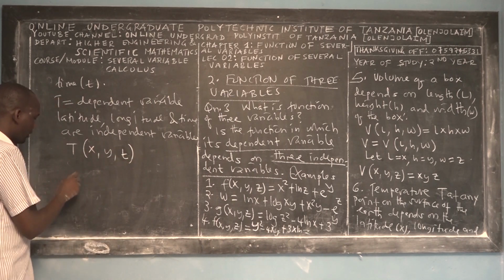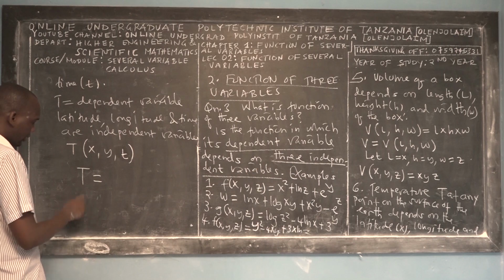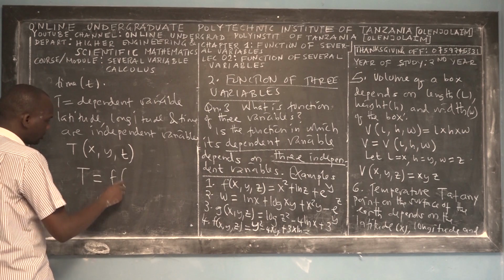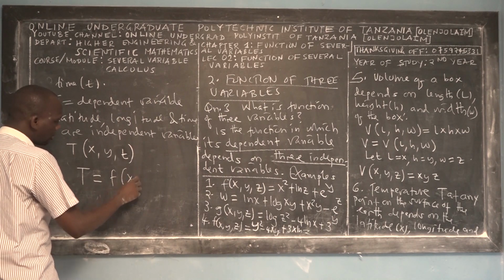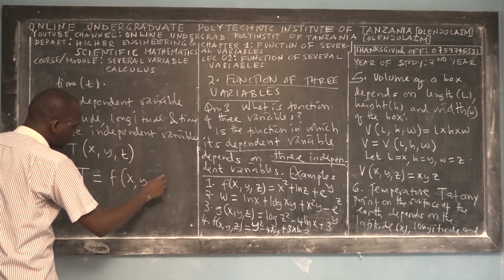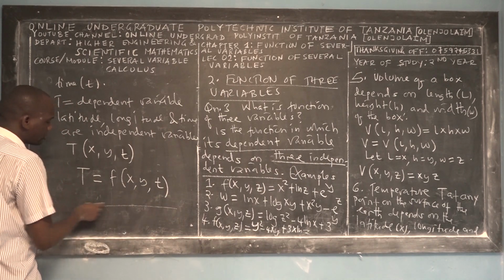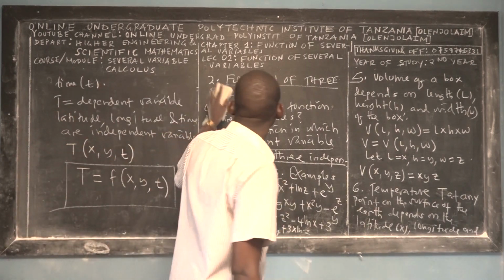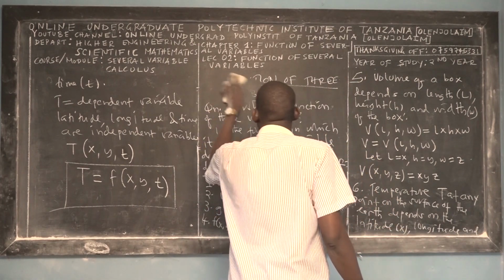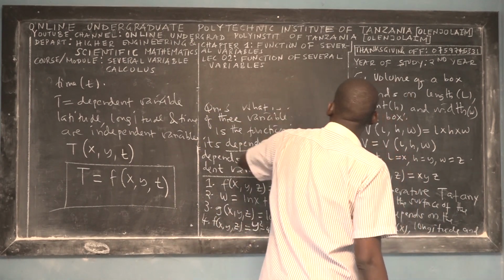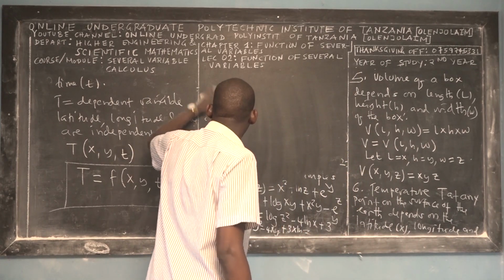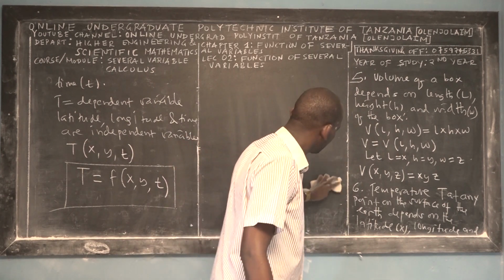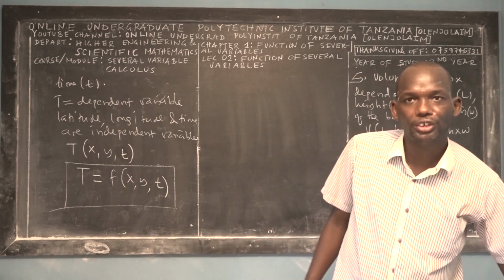If you write the function expression, T is a function of X, which is latitude, Y, which represents longitude, and Z, which represents time. So this is a function of three variables. Okay, so those are the examples. I want you to be aware that when we speak about functions of several variables, you have to know what should come to your mind. That is a very important point.